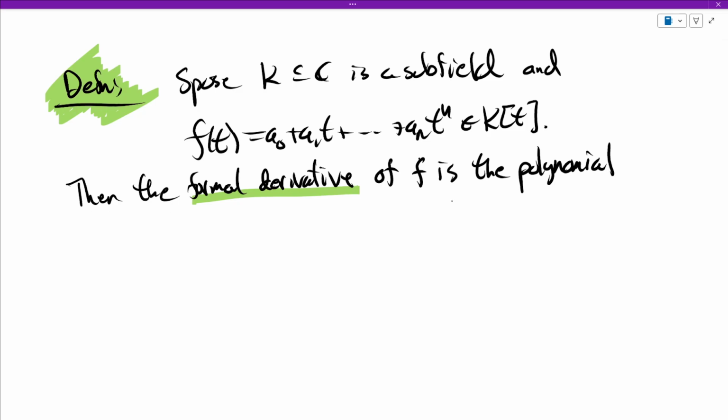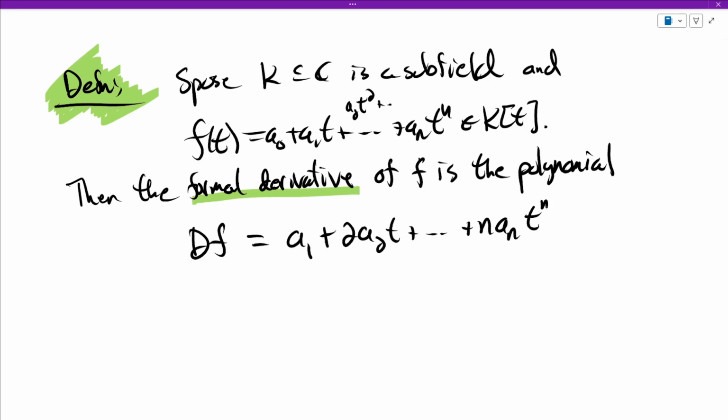But anyways, what is it? Well, what do you think it is? It's take the derivative. So the constant goes away, a1 is the new constant. There's this a2 t squared here, right? We bring down the 2, all the way up to bring down the n, n a_n t to the n minus 1. And that's what it is. So this is not new, at least it shouldn't be new.